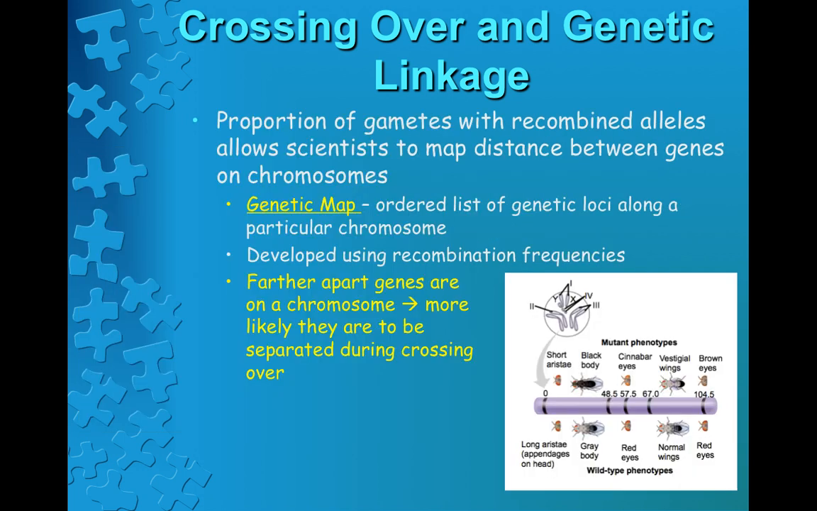The proportion of your gametes, your sex cells, sperm or egg, that have these recombinant alleles then allows us to actually map where the genes are located on the chromosome itself. We can create a genetic map of alleles on a chromosome based on the recombinant frequency that we see in the offspring. Again, the further apart the genes are on the chromosome, the more likely they are to separate during crossing over, the higher the recombinant frequency, and that starts allowing us to put numbers to where those are.